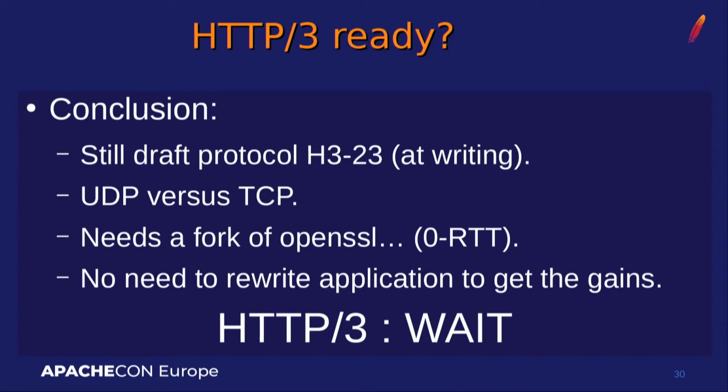Actually, the other thing is, if you really want to get all the benefits of H3, you need a fork of OpenSSL to be able to do the zero RTT. Zero RTT means that basically you're not protected against a replay. In the case you're using the H2 protocol or the H3 protocol, you're protected against the replay, because the protocol will take care that it does not happen twice.